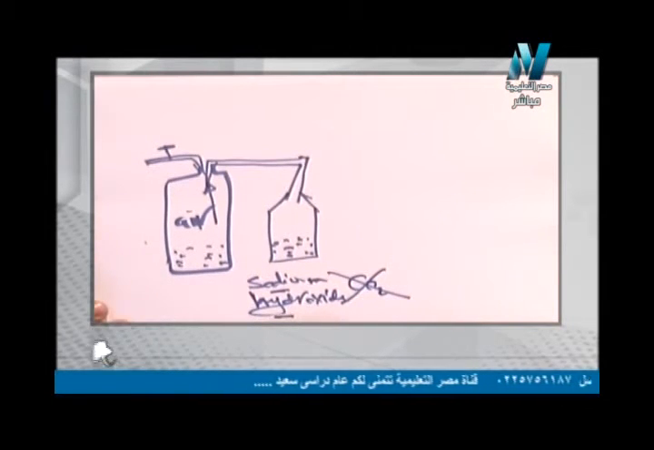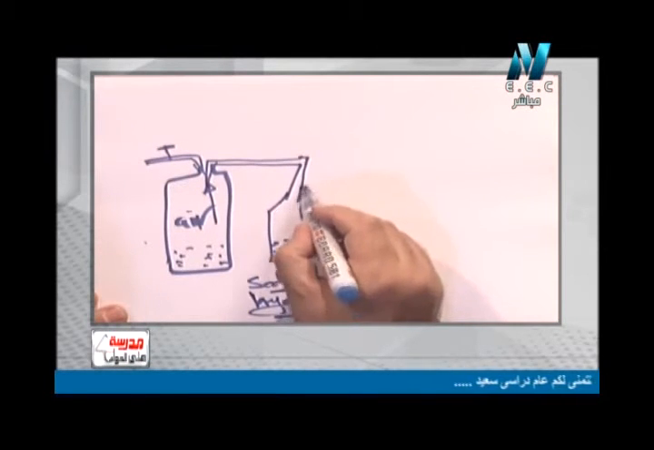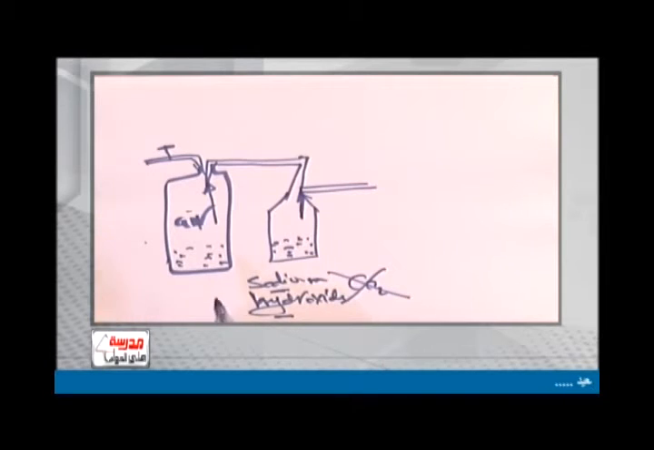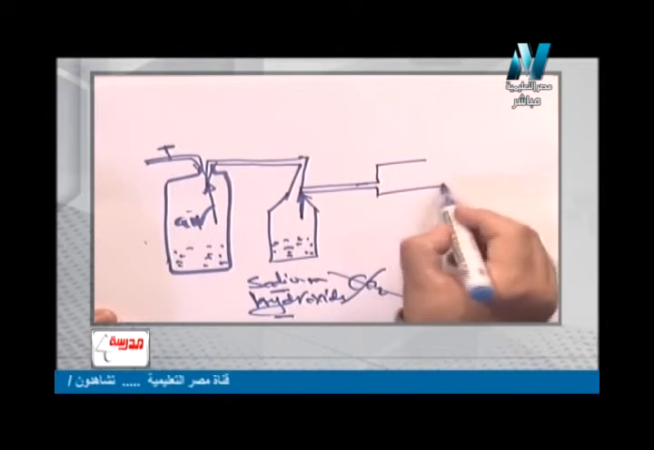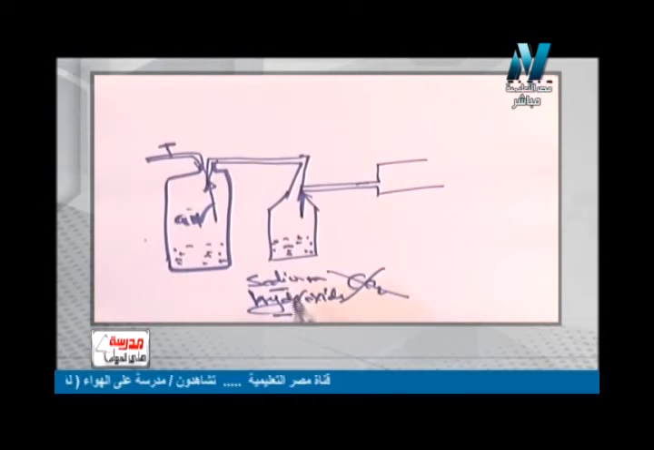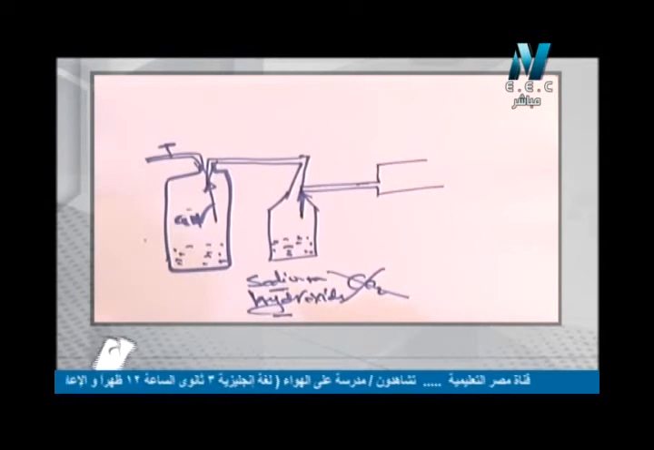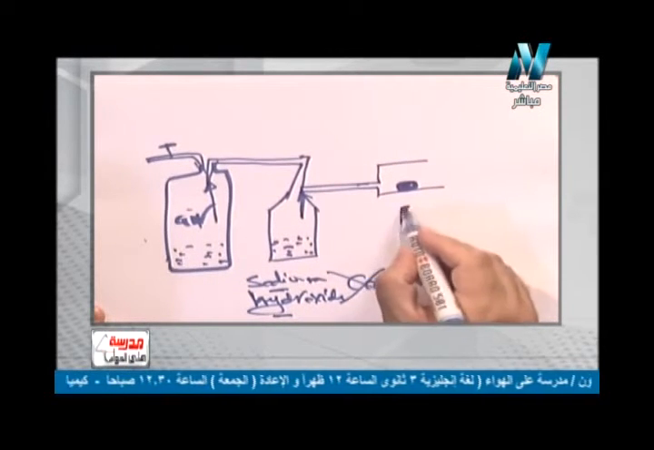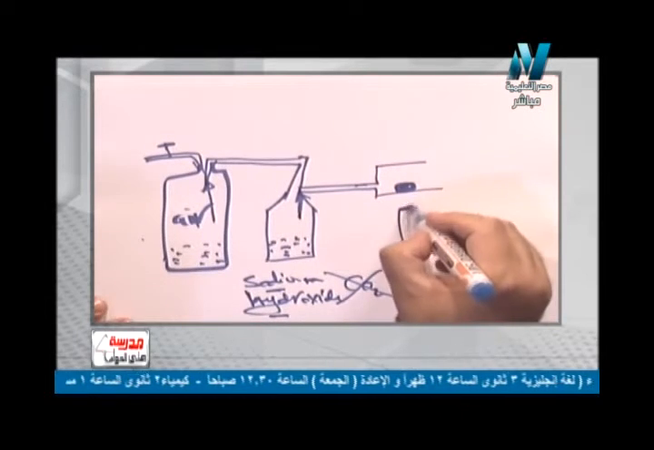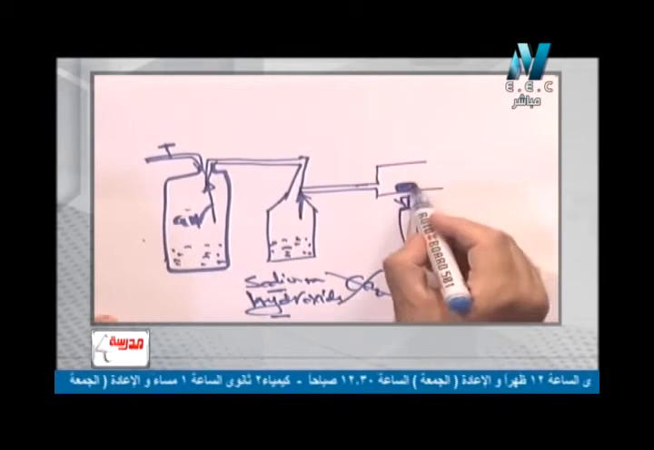So what are the rest of the gases? They are oxygen gas and nitrogen gas. So I now want to remove oxygen gas from the air. How do I remove oxygen gas from the air? By hot copper. Which substance absorbs oxygen gas? Hot copper. I will put copper here with a heater to make it very hot.